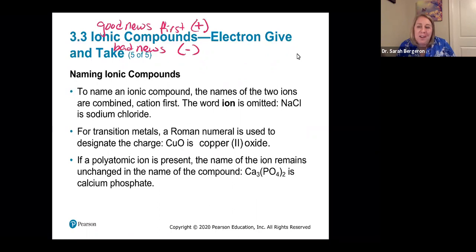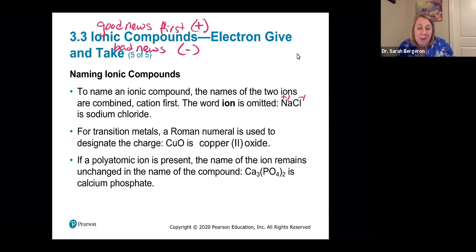So when you're writing your formulas and writing your names for ionic compounds, always start with the good news, which is the positive, and then do your bad news, which is the negative. Okay, and you don't say the word ion. So NaCl is sodium chloride. Sodium's a +1, chlorine's a -1, and so you know to start with the sodium and end with the chloride. And we just don't say the ion part.